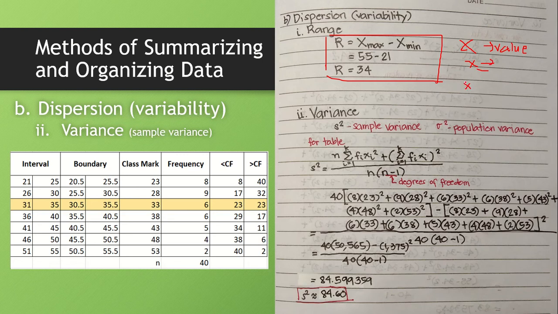Lowercase x, which has a bar, refers to the mean. Lowercase x, which has a curl, refers to the median. And the lowercase x, which has a hat, refers to the mode. Then next we will calculate for the variance.